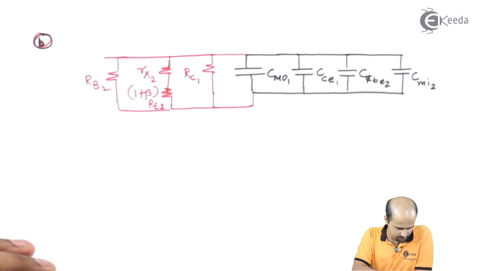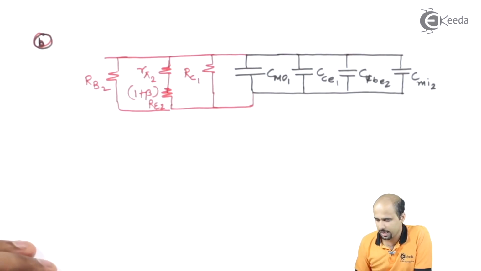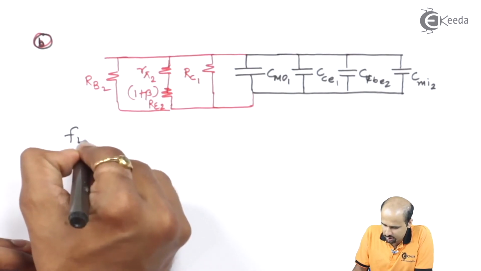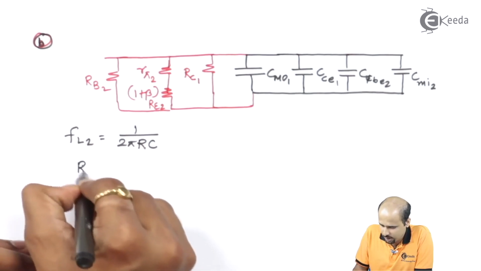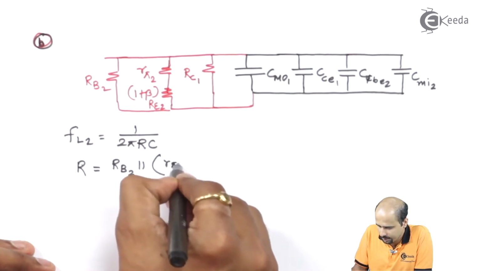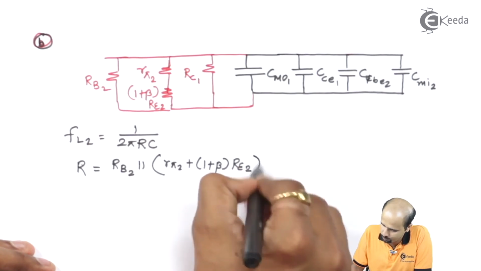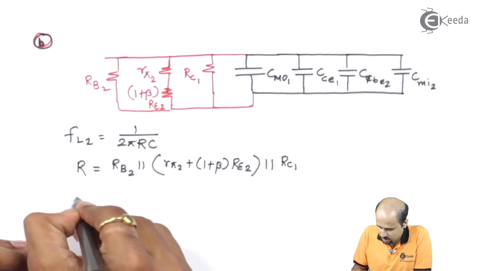So we just have to apply the fundamental formula. Don't worry about the complexity of the circuit, just stick to this particular calculation. Just take the parallel combination of all capacitances and the parallel combination of all the resistances. You are not actually doing it, your calculator is doing your work, and you just have to calculate the values. 1 upon 2 pi RC. What's the value of R? R is nothing but Rb2 in parallel with R pi 2 plus 1 plus beta times Re2, complete bracket, in parallel with Rc1. Then what's the value of C?